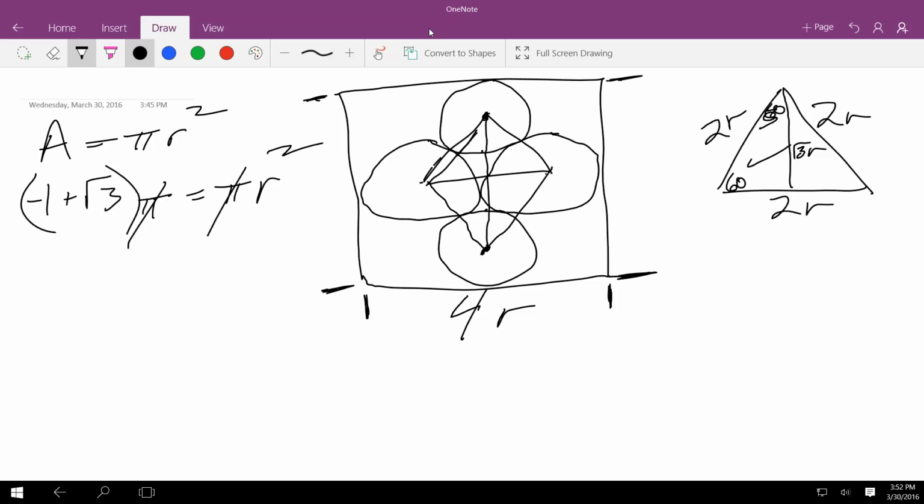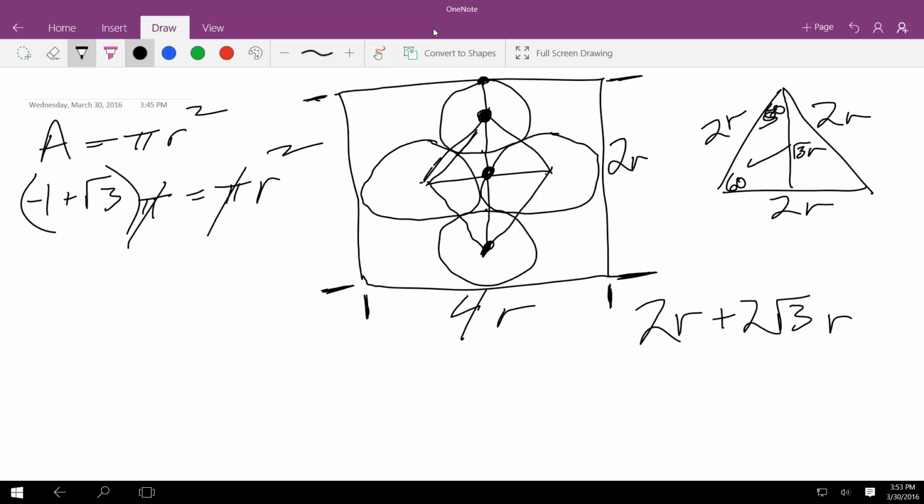Height is going to be... How far is it from here to here? That's R. From here to here is R. Oh, that's a radius. Okay. And then from here to here is root 3 R, which means from there to there is 2 root 3 R. So I got 2 root 3 R plus 1 more R. So that's the height.